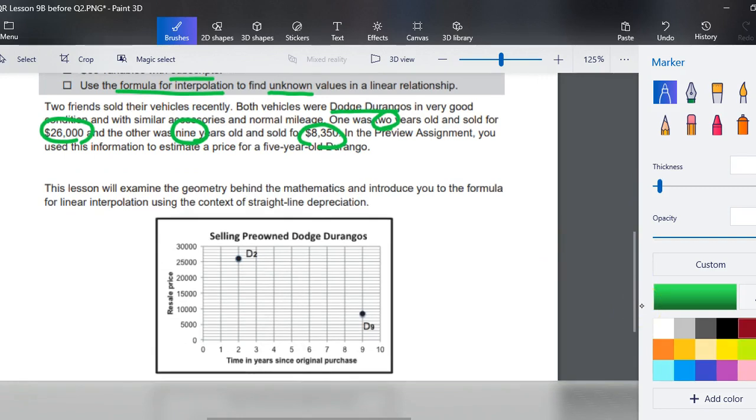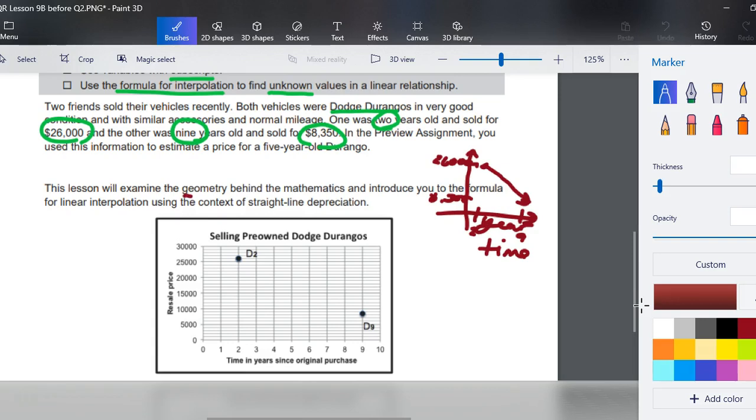We've been talking about when we go to graph information, and my brain loves to start this way just to see what's going on. Remember, we are putting time probably on the horizontal axis. So if one of these is at 2 years, and one of these is at 9 years, the one at 2 years was up here at $26,000, and the one at 9 years was down here at $8,350. So it looks like the value is going down.